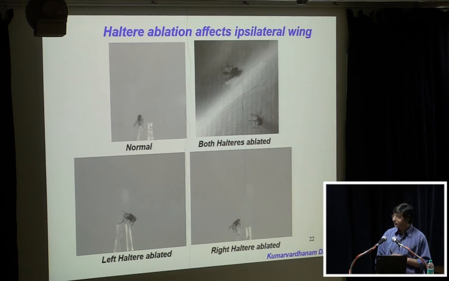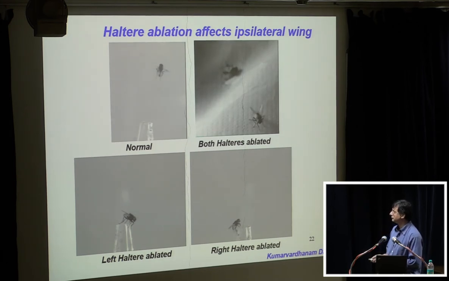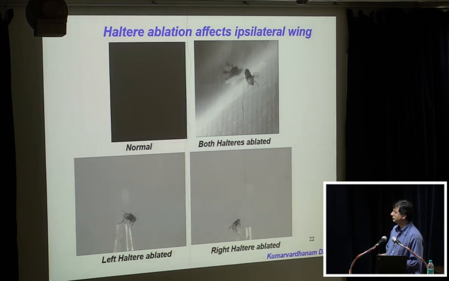So here's a normal insect taking off. Here's an insect in which both halteres are ablated. Now here's an insect in which only the left haltere is ablated.